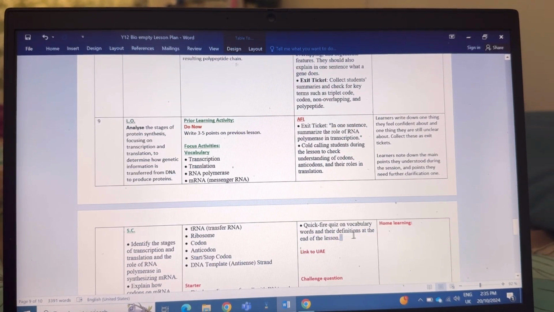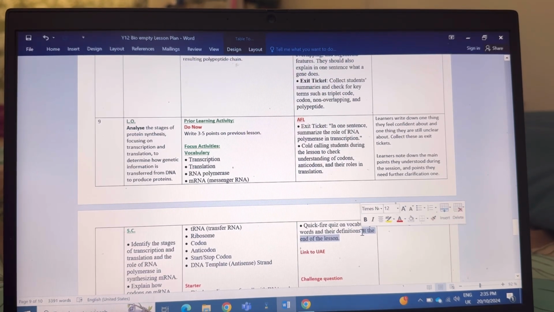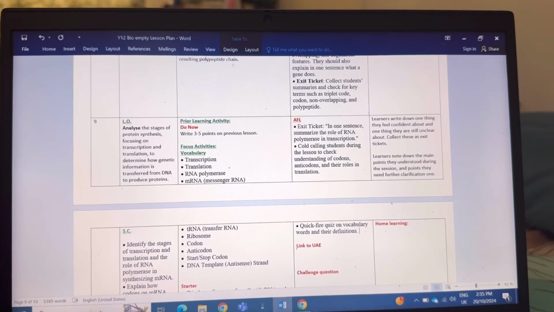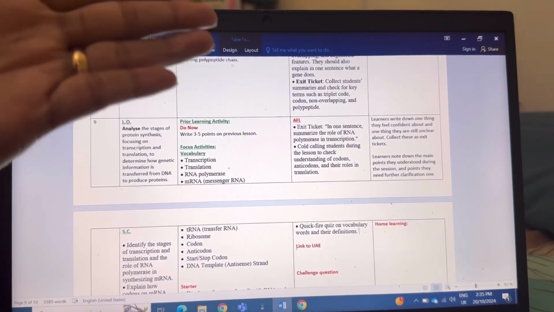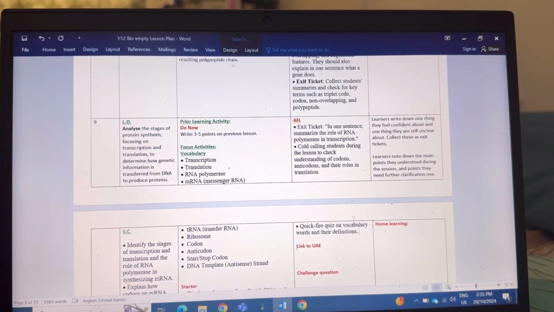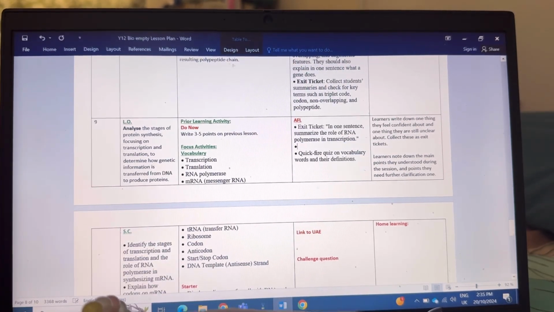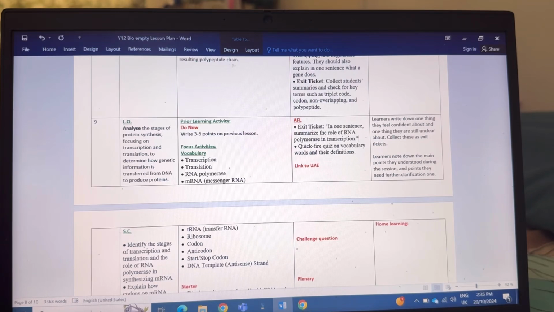AFL always comes in between the lesson, not at the end of the lesson. It's okay, ChatGPT can make mistakes. It is us who have to correct while entering. Even this one, let's just delete. I'll go with either exit ticket or quick fire quiz.